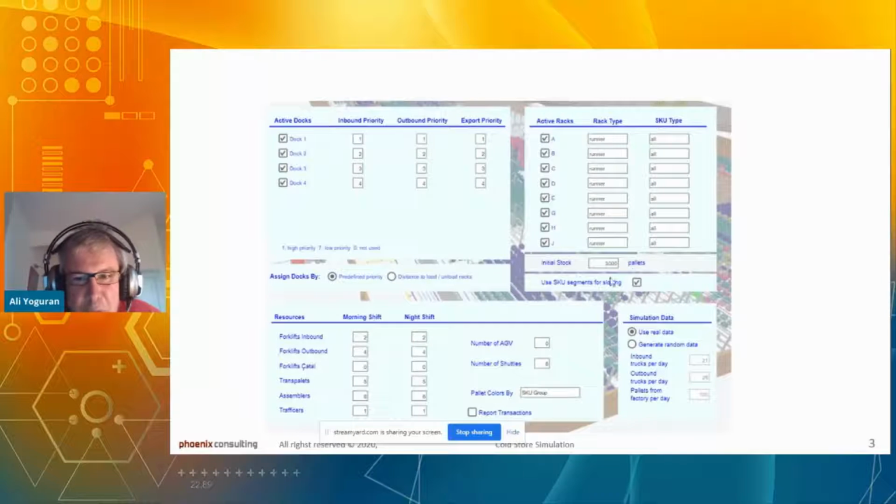So you could play with all these parameters here: which one to switch off, on, how to allocate the docks, how to decide which docks to allocate, and stuff like that. And of course, we had the morning shift and night shift resources. We could play with these and see the results, and come up with the best optimum setup.